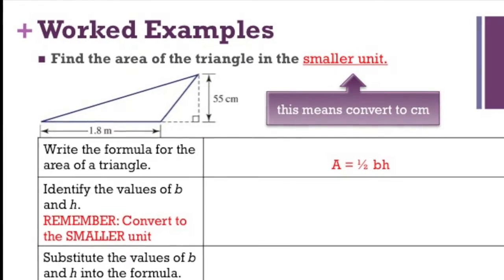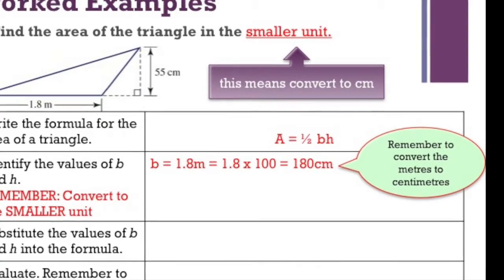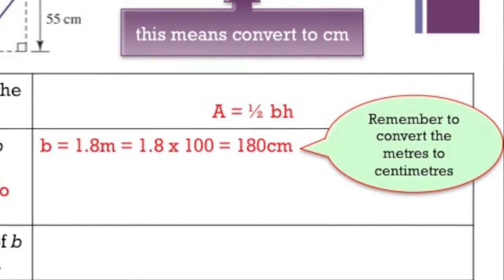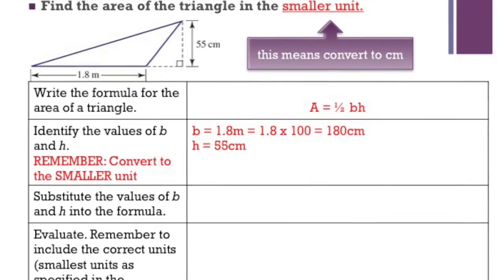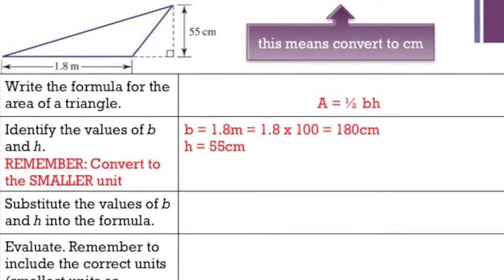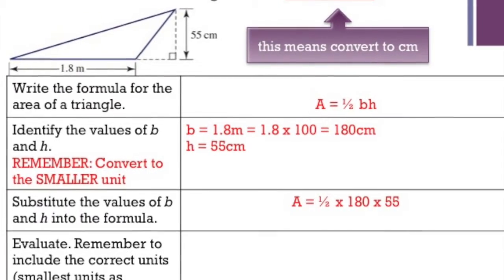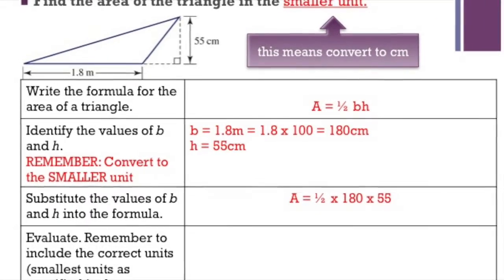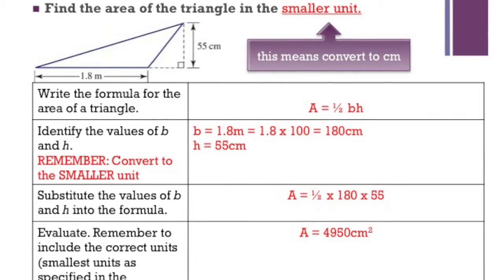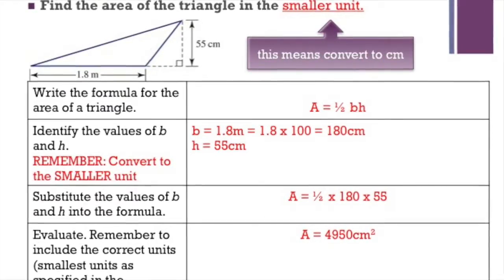First thing that you'll do is you will write your formula, and then you will convert 1.8 metres to centimetres. Because it's not a squared unit, we're only going to multiply by 100, and that will give us 180 centimetres. Identify the value of h, which is your perpendicular height, and then substitute into the formula and calculate the area of the triangle. Again, please make sure that you write down the square unit of measure.